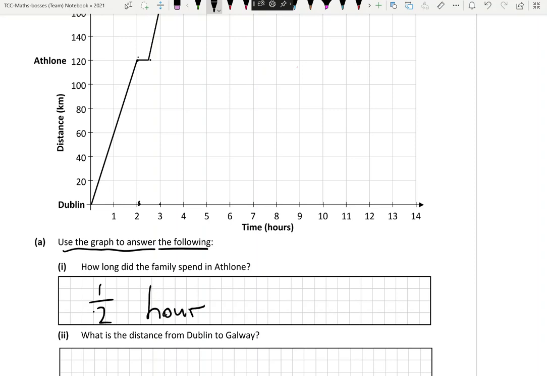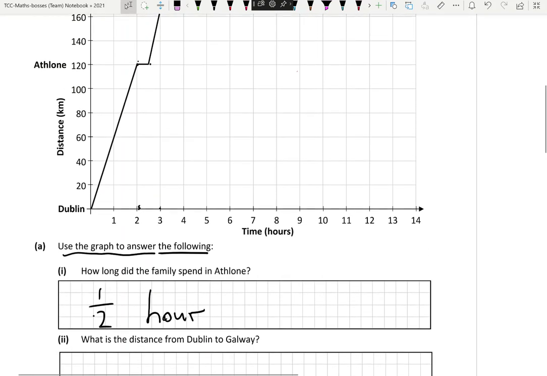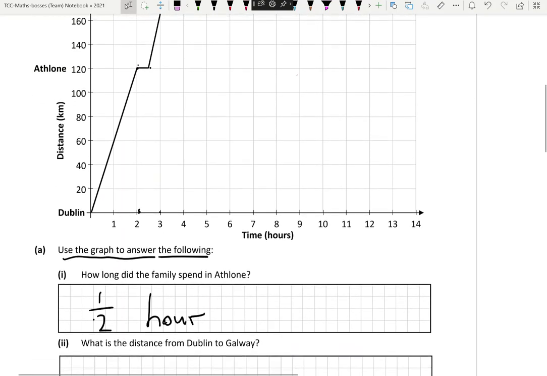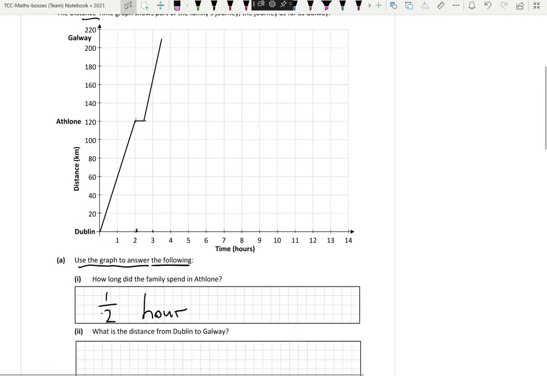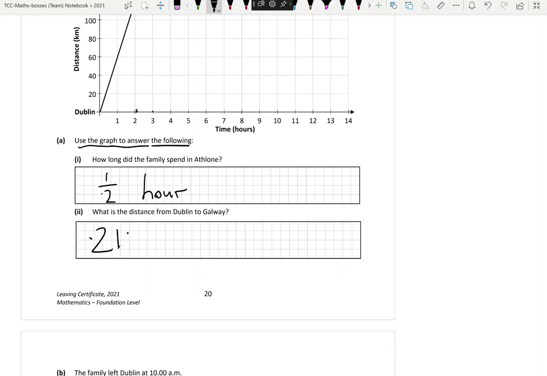Okay? What is the distance from Dublin to Galway? So we'll get that distance on the vertical scale. And it seems to be stopping in Galway halfway between 200 and 220. So we're going to call that 210. Okay, that's my interpretation, and we're calling that 210 kilometers.